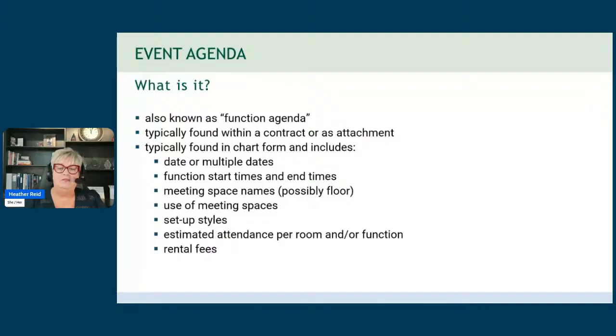In the typical event agenda chart, one might find the following details. You might find the date or multiple dates of the event, the function start times and end times, meeting space names and possibly floor number, the use of the meeting spaces, the setup styles for the functions, estimated attendance per room and/or per function, and rental fees if there are rental fees.